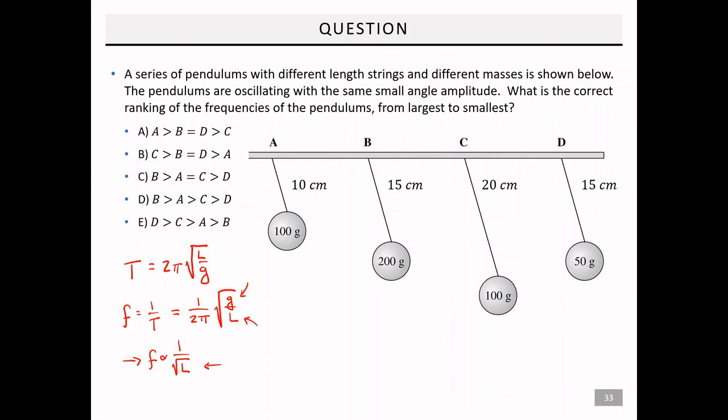The longest pendulum is C, so C will have the smallest frequency. After that, we have pendulums B and D. They have the second longest lengths, and they're equal, so the frequencies for pendulum B and D will be equal to each other. And A has the shortest length pendulum, so it will have the longest frequency. So that's the answer, and I wrote it backwards, but that corresponds to answer A.